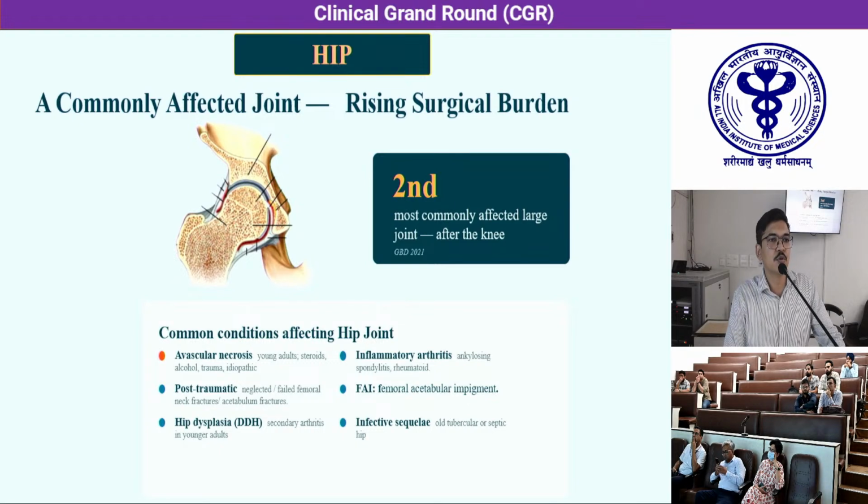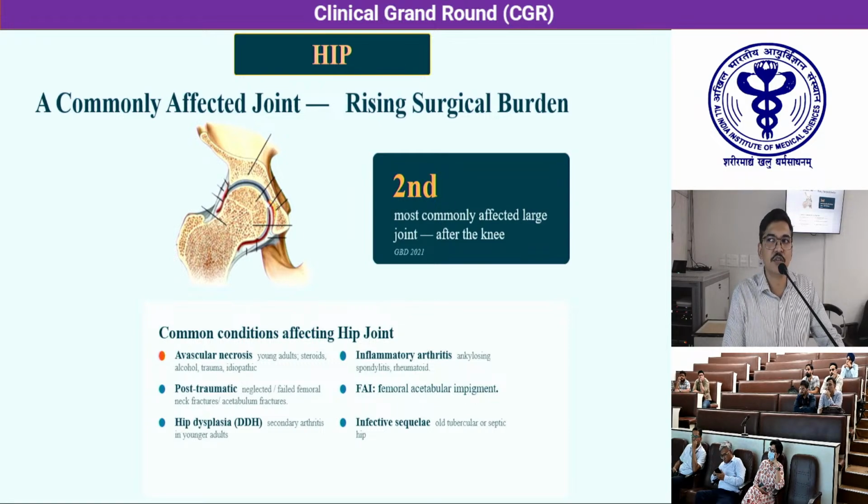The hip is one of the most commonly affected joints in orthopedic surgery, and it has a rising surgical burden because of that. It is the second most commonly affected joint after the knee. If you see, it's a ball and socket joint. It is a congruent joint, and all these pathologies can lead to affection of the hip joint and may lead to surgical intervention.